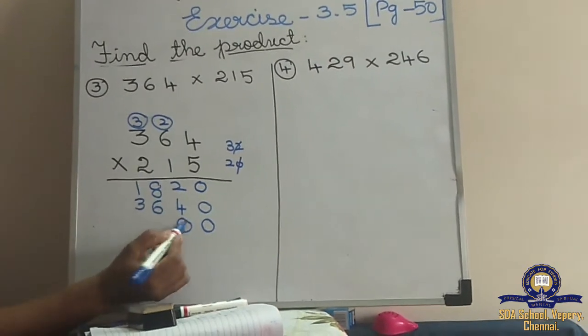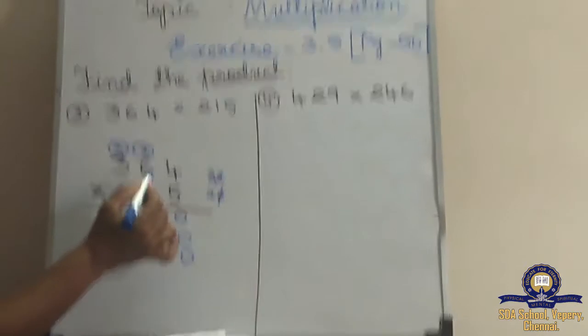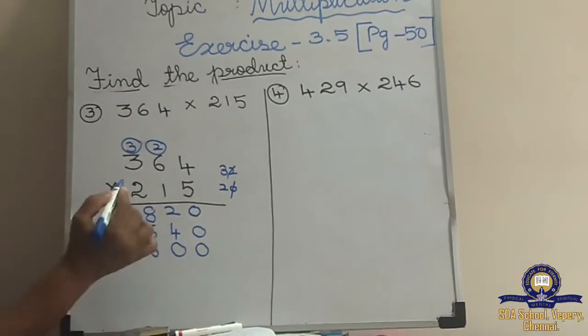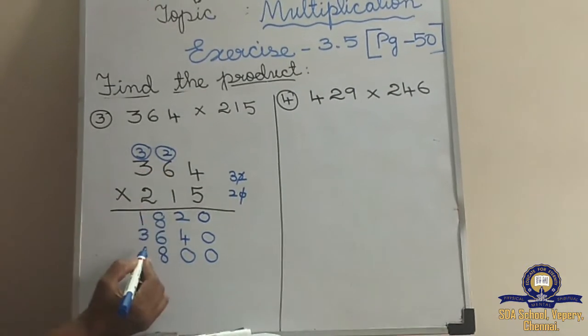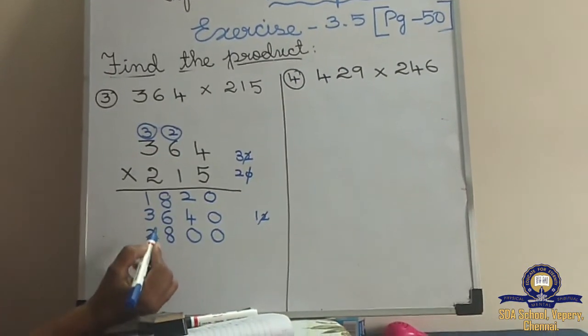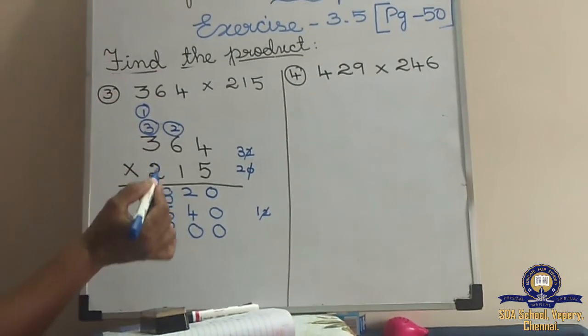0. 2 zeros. How many zeros? 2 zeros. And 2 4s are 8. 2 6s are 12. 12 means what you have to put? 2 here and carry over here. Understood?